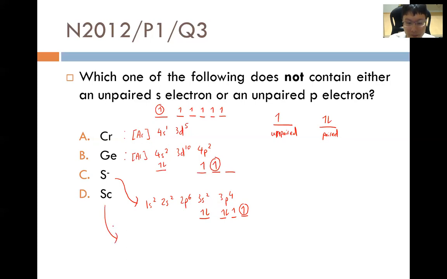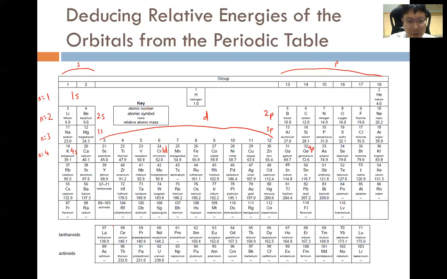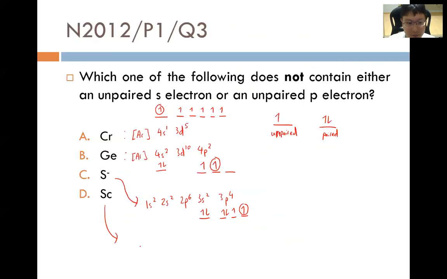Finally, for scandium, it's here. So it's 4s2, 3d1. The electronic configuration is argon, 4s2, 3d1. If I were to write out the full electronic configuration for argon, I will be getting 1s2, 2s2, 2p6, 3s2, 3p6, 4s2, 3d1. And notice that it only has an unpaired d electron.